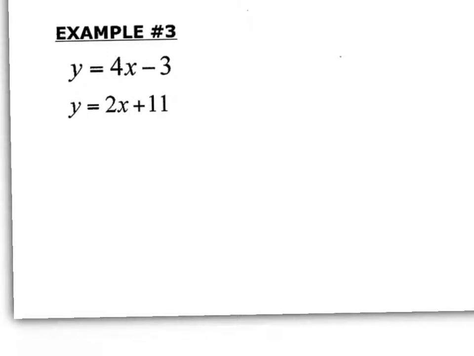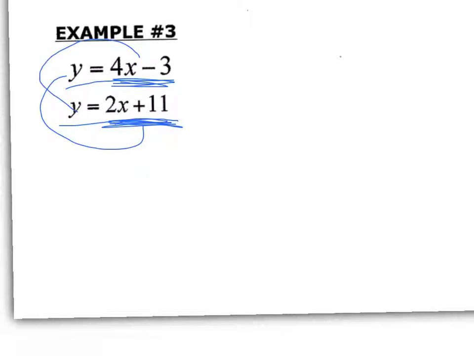Okay, so this one's a little bit different. We have both of them solved for. Well, in that case, what can we do? We know that y is 4x minus 3, and we know that y is 2x plus 11. So aren't they equal to each other? Well, yeah. Those two things are equal to each other. So we can either plug this guy in here, or we can plug in 4x minus 3 into this y. It does not matter. I'm going to go ahead and plug 4x minus 3 into y on the bottom equation.